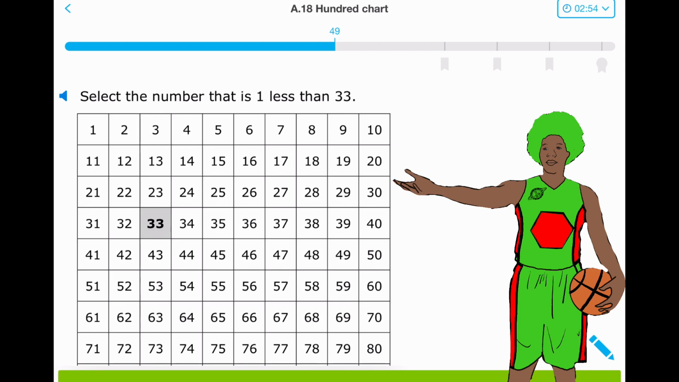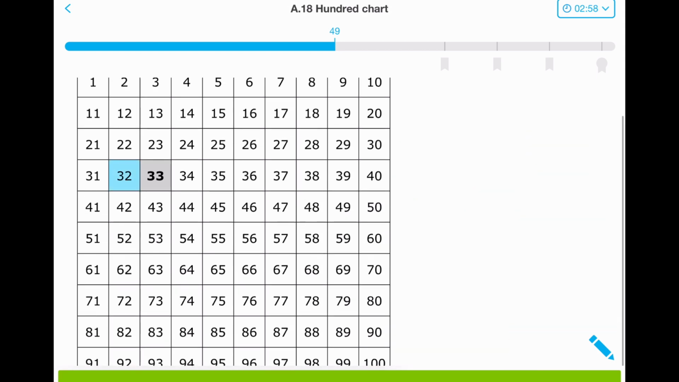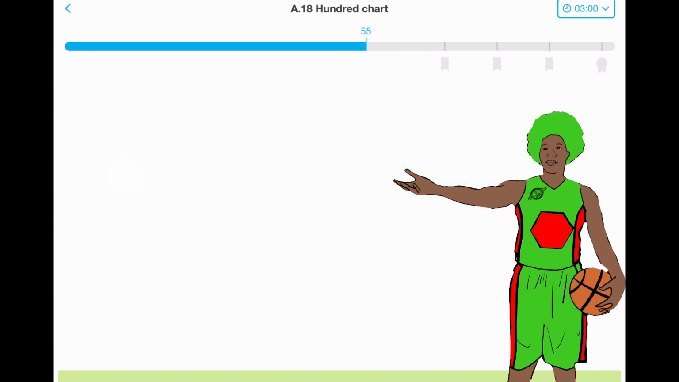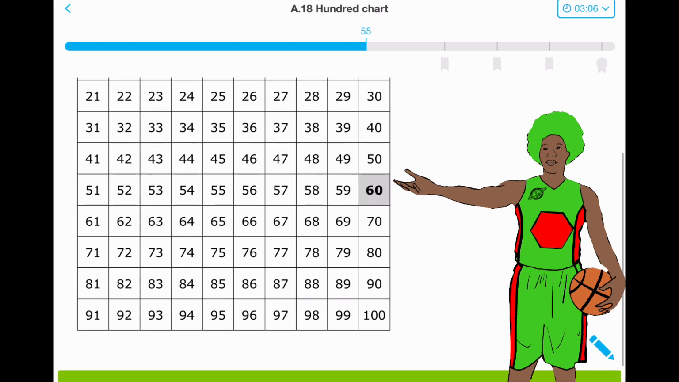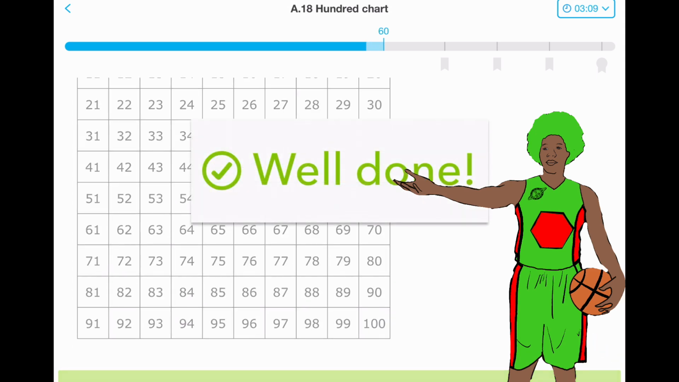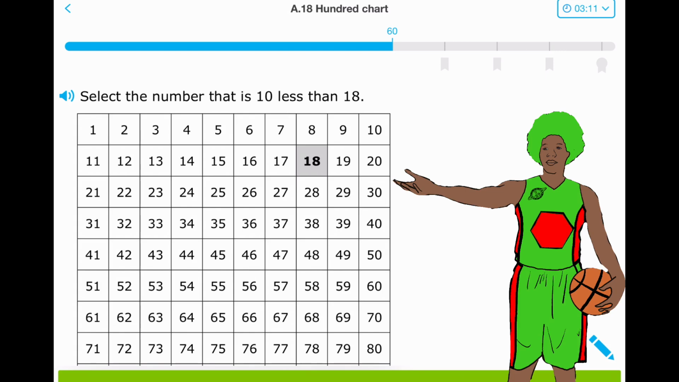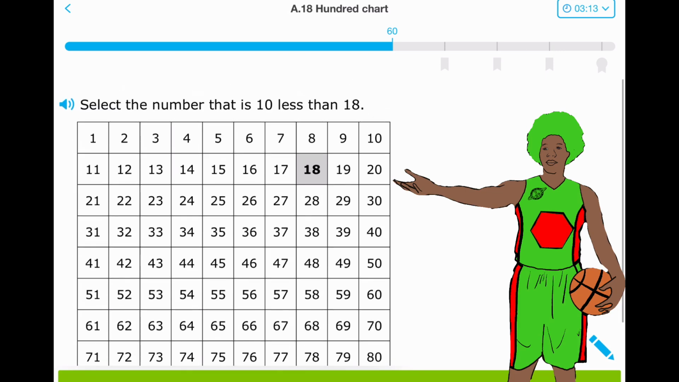Select the number that is 1 less than 33. Okay. Go back 1. Voila. There we go. I'm going to speed this up. Select the number that is 1 less than 60. 59 is 1 less than 60. You guys see how I'm utilizing this number chart?